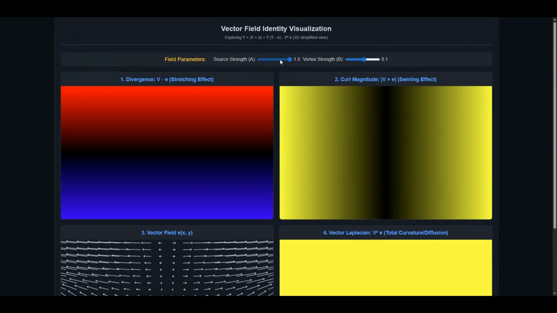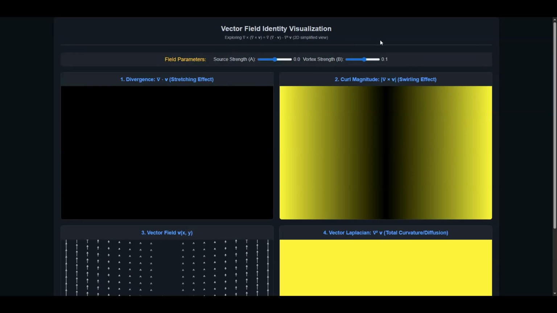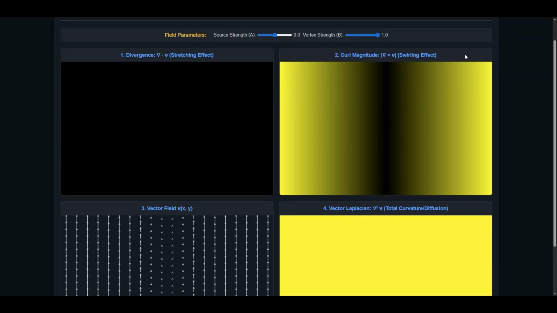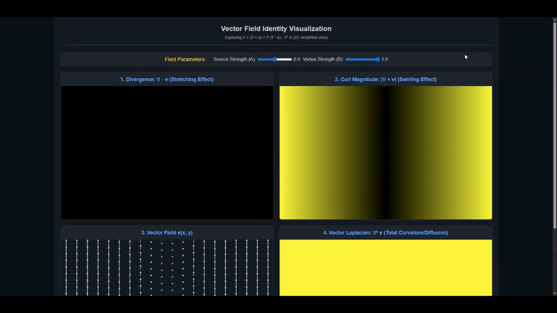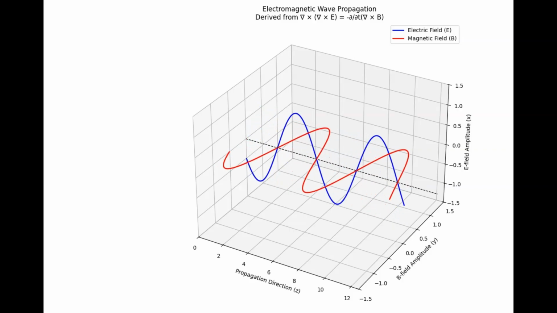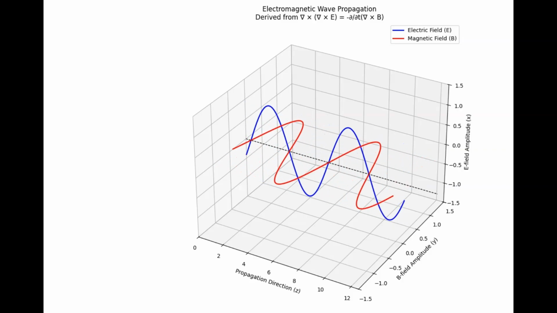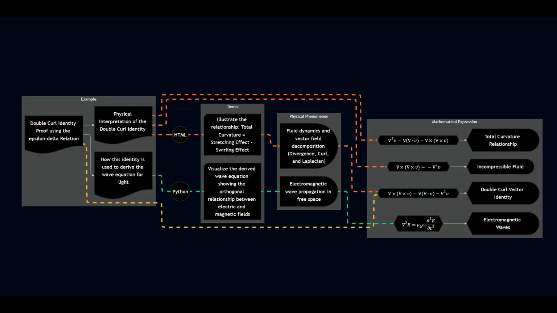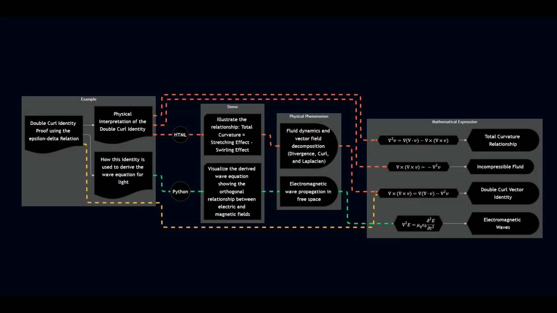Normally, these two fields are locked in a feedback loop where a change in one creates a swirl in the other. By applying the double swirl identity, we find that the spatial curvature of the electric field is directly driven by its own acceleration through time. Because there is no stretching to hold it back, this balance forces the field to propagate outward as a self-sustaining wave at the speed of light, rather than simply sitting still or fading away.